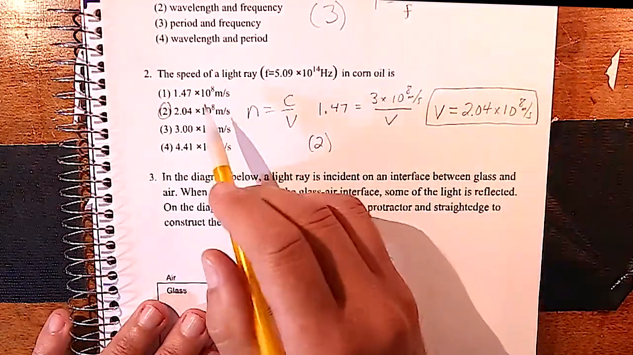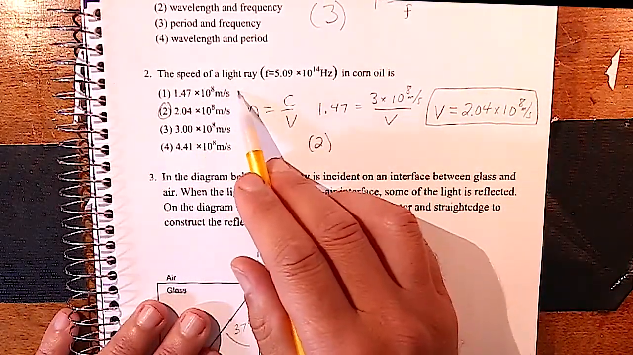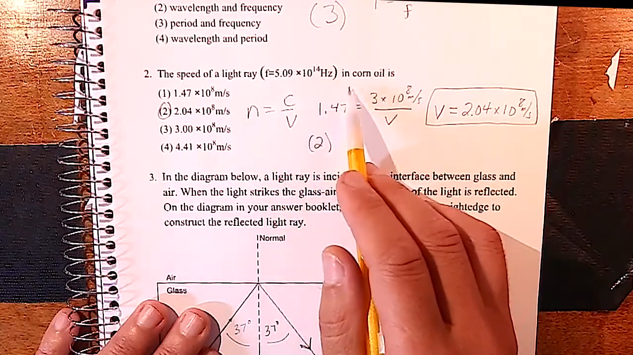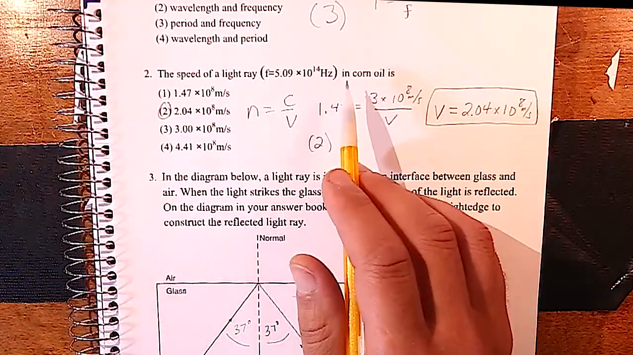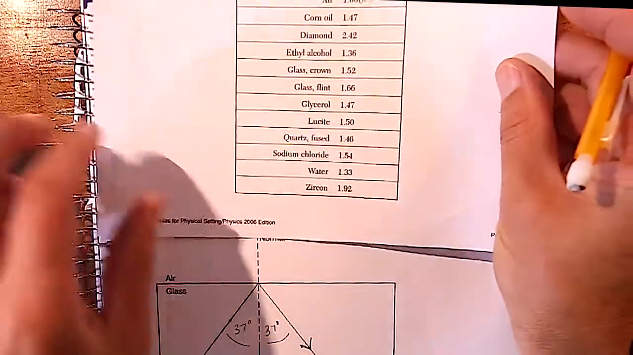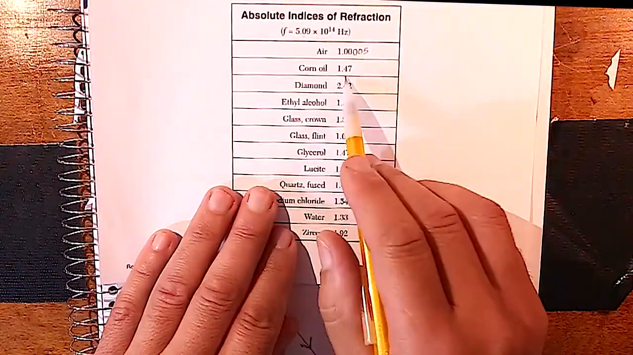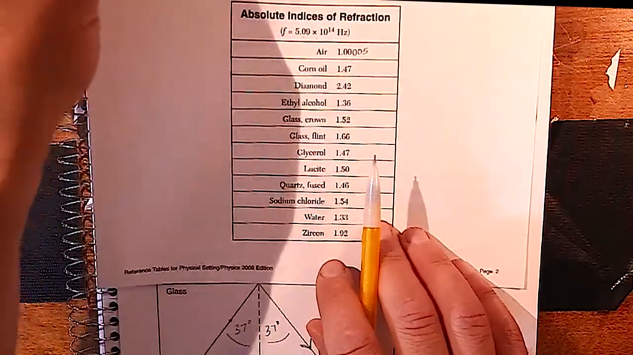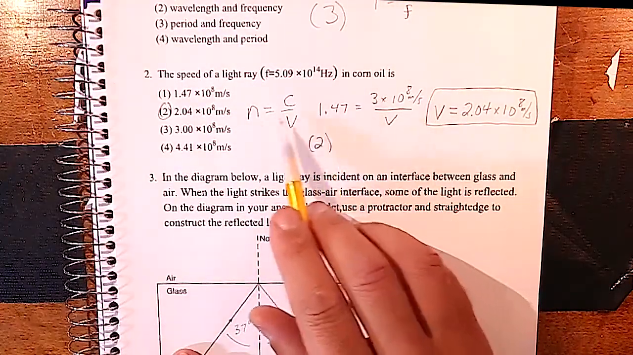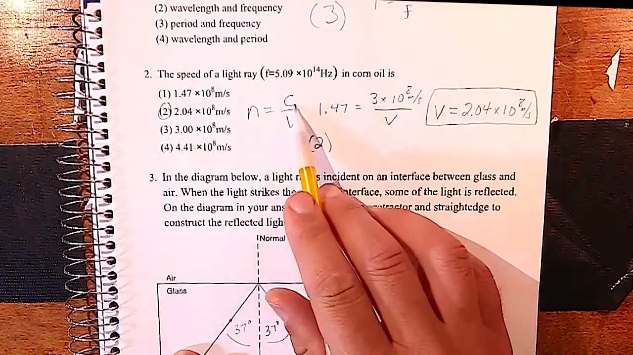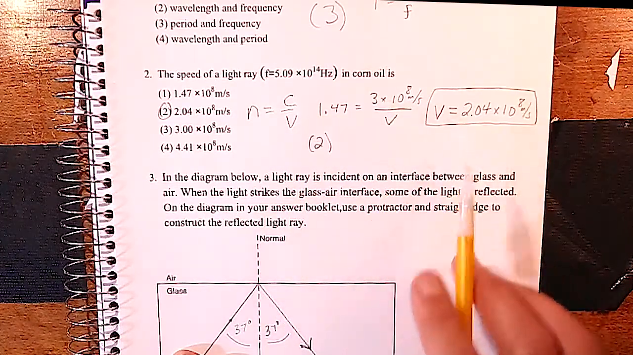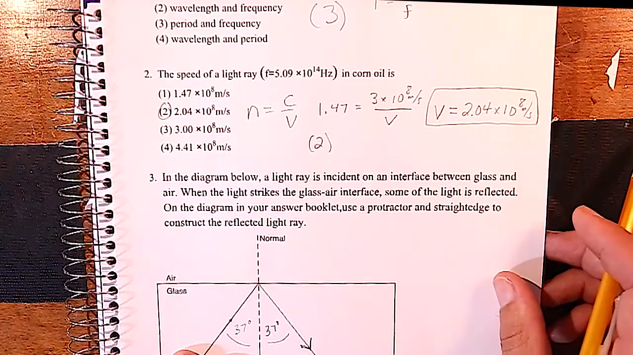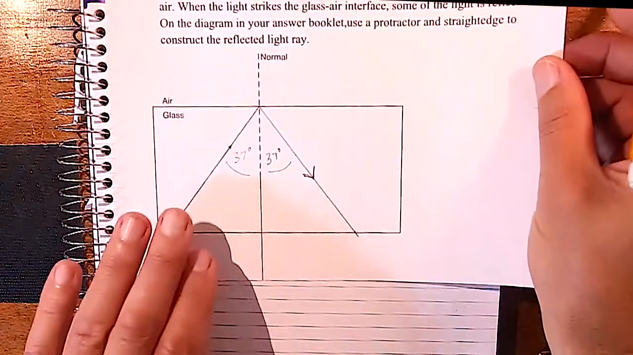In this next one, they say the speed of a light ray, they give you the frequency, in corn oil is what? So corn oil, we can look up on the reference table, and corn oil is 1.47. So we put 1.47 in for our index of refraction. c is a constant, the speed of light in a vacuum. Cross multiply, and we get our speed in corn oil.